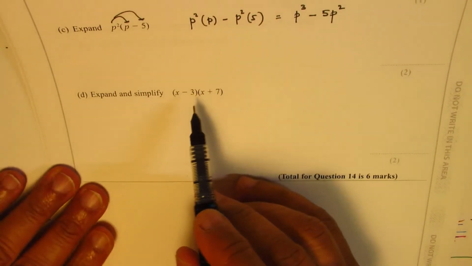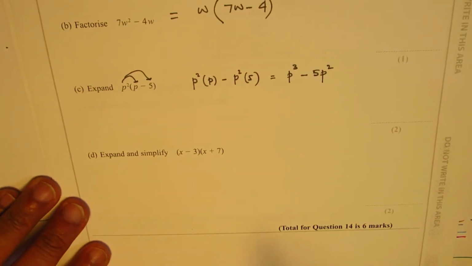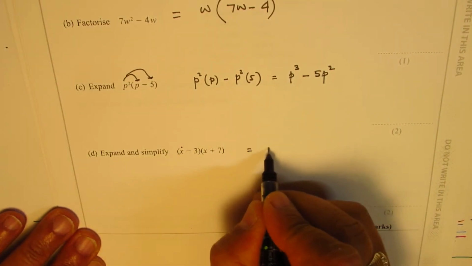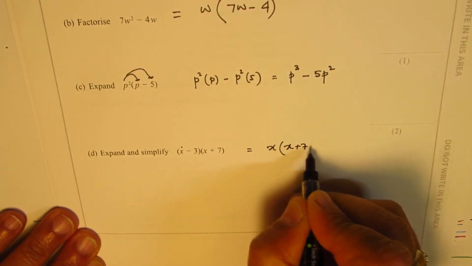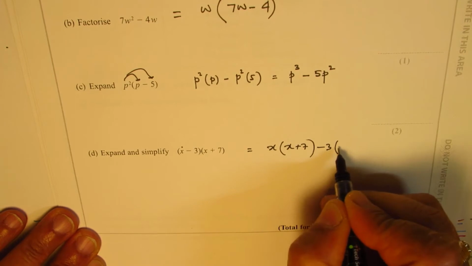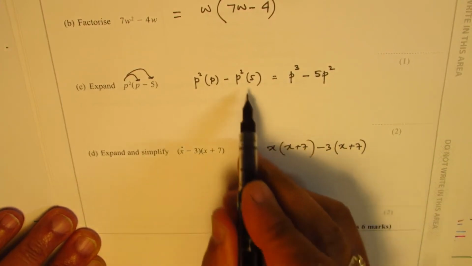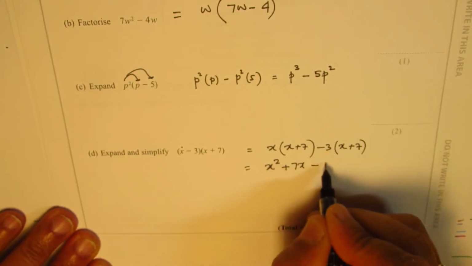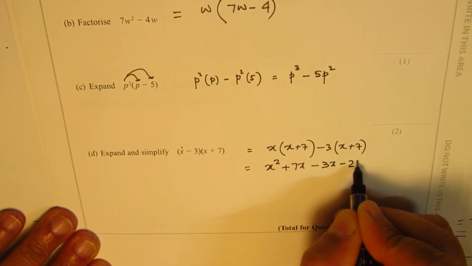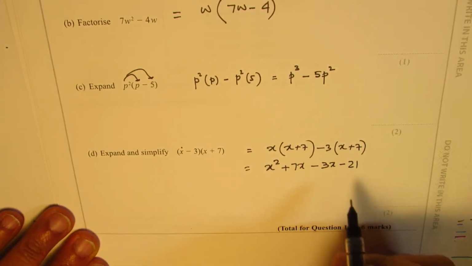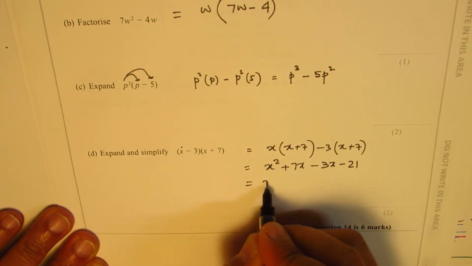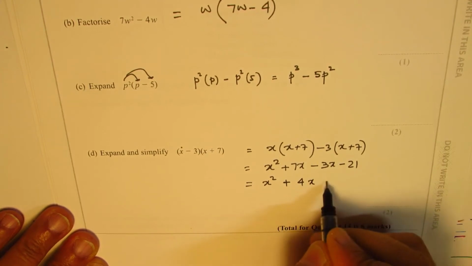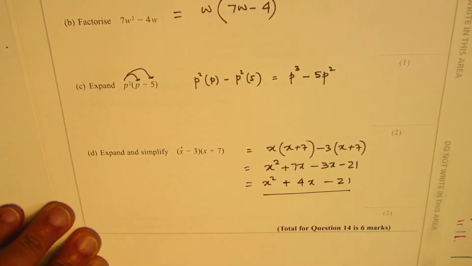The last one here is to expand. Let's put it here. x minus 3 times x plus 7. So first you multiply by x. So you could write this as x times x plus 7 and then minus 3 times x plus 7, right? Now we'll expand as we did earlier. So we get x squared plus 7x minus 3x minus 21. So when you multiply plus and minus, it becomes negative. Now we can combine the like terms. We get x squared, 7x minus 3x is 4x, minus 21. Do you see?